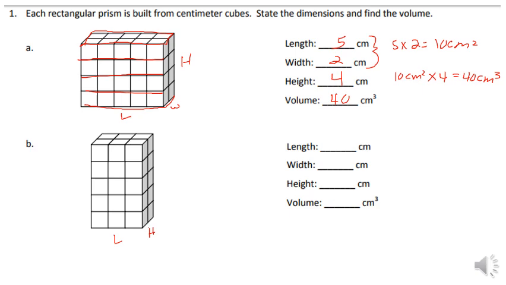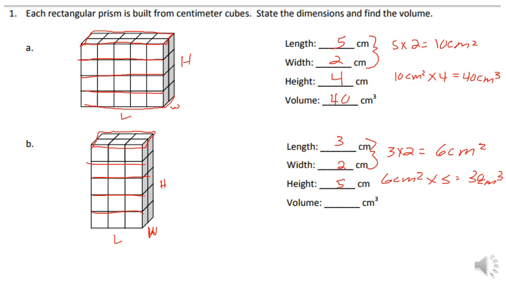For the next one, same thing with length, width, and height. Our length is 3, our width is 2, and our height is 5. So figuring out our face, which would be the bottom face or the top face, right here, we know 3 times 2 is going to give us 6 centimeters squared. Then we have 1, 2, 3, 4, 5 layers. So 6 centimeters squared times 5 equals 30 centimeters cubed.